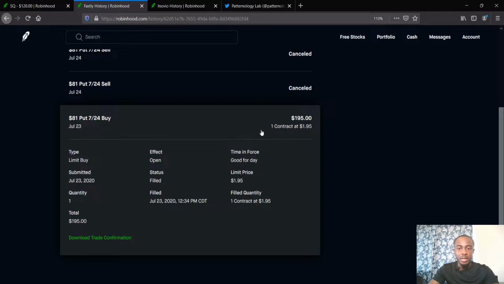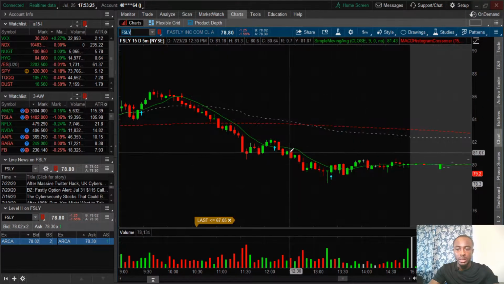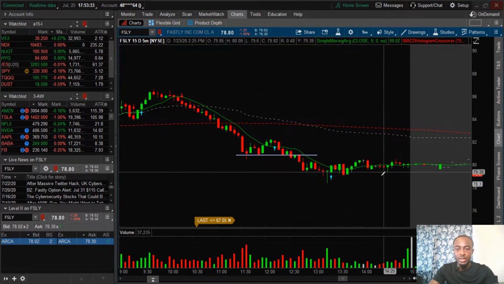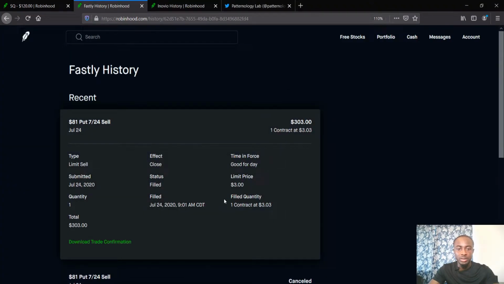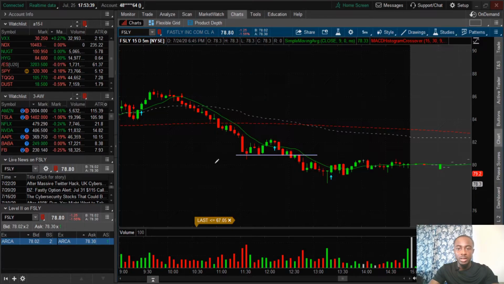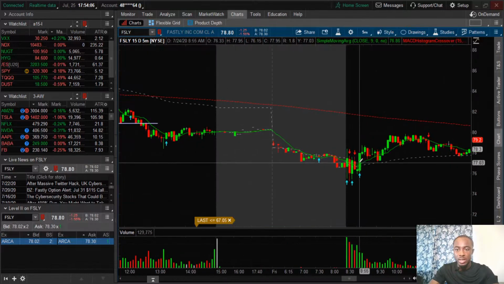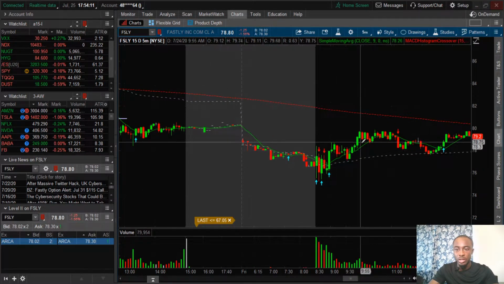As you can see, I bought a put option for $195 right at 12:34, which is right in here. As soon as it broke through the previous low, I got in short, and I just held throughout the entire day, and I sold those contracts for $300 at exactly 9:01. And if you go back on Thinkorswim, 9:01 is right in here, right there, when I saw the momentum was just shifting in the other direction.